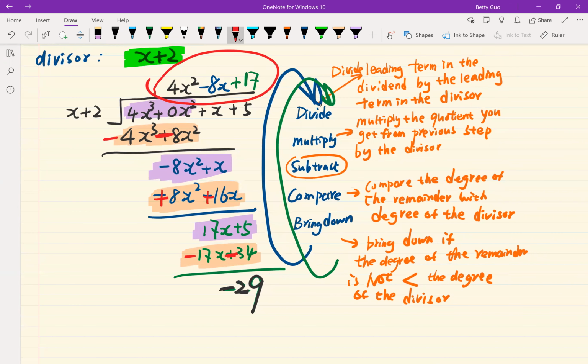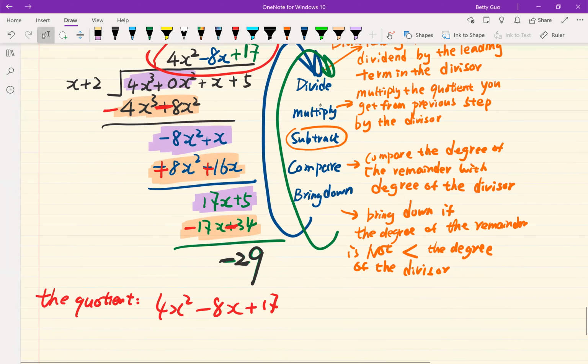The quotient is 4x squared minus 8x plus 17 with remainder negative 29. So here is the remainder, the remainder of the whole division, the whole process.